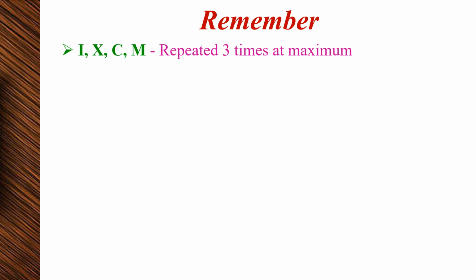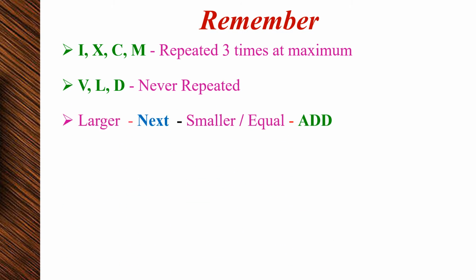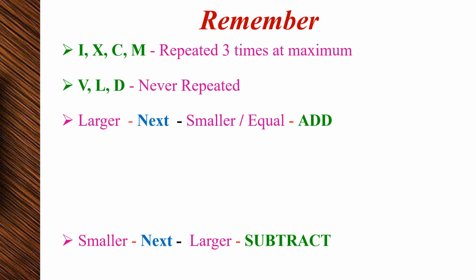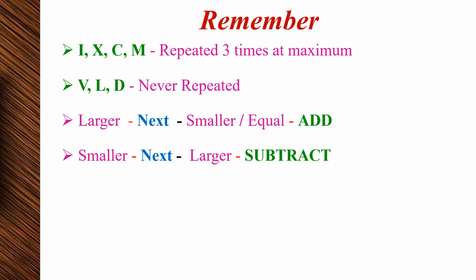Students, while using Roman numerals, we have to remember these points. The first point: I, X, C, M are repeated 3 times at maximum. Second, V, L, D are never repeated. Third, larger next smaller or equal means we have to add. Likewise, smaller next larger means we have to use the subtraction operation.